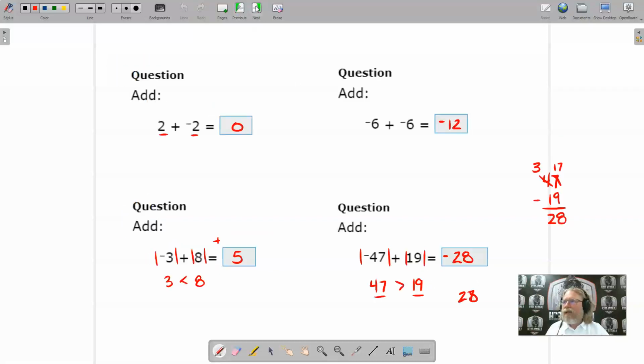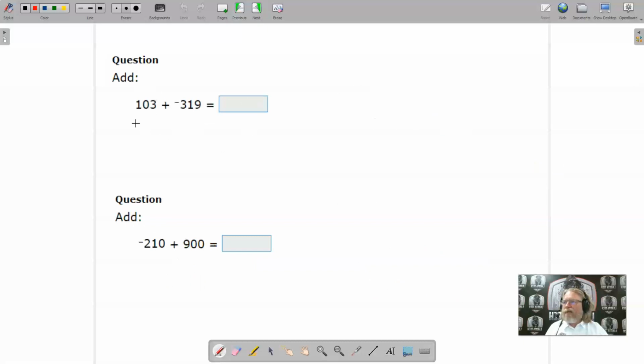I double clicked, I think. There we go. On the next one, two different signs, so we have to consider absolute values. The absolute value of 103 is 103, and the absolute value of negative 319 is 319. And 103 is less than 319, so the answer is going to be negative, matching that negative 319.